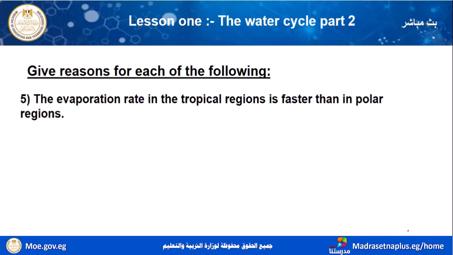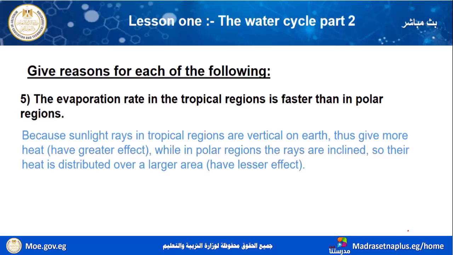Reason number 5. The evaporation rate in the tropical regions is faster than in polar regions because sunlight rays in tropical regions are vertical on Earth. This gives more heat, having greater effect, while in polar regions the rays are inclined, so the heat is distributed over a large area, having lesser effect.